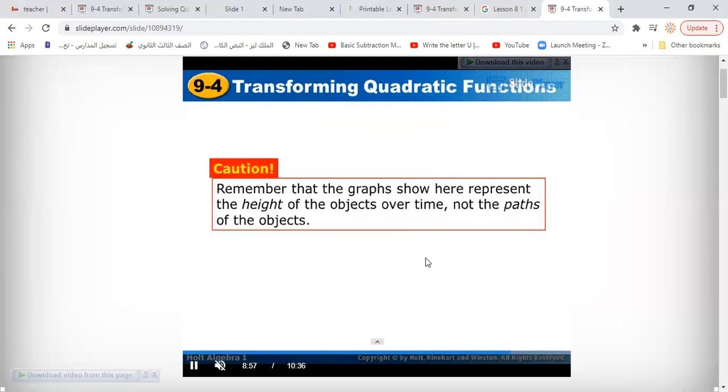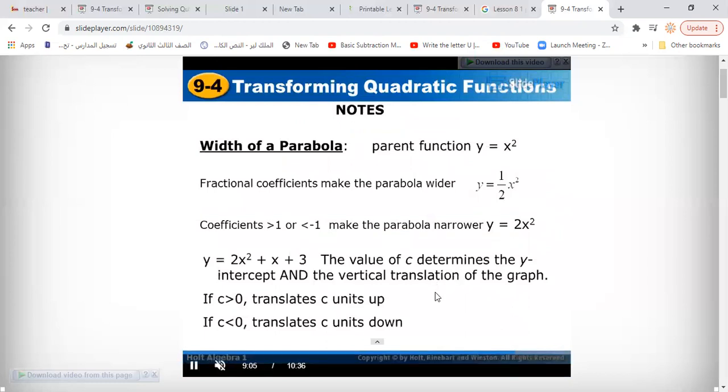Then remember that the graph shown here represents the height of the object over time, not the path of the object. Note the width of the parabola. The parent function is y equals x squared. A fractional coefficient makes the parabola wider. A coefficient more than 1 or less than -1 makes the parabola narrower. And we said we can use the absolute value for each of them. If c is more than 0, translate c units up. If c is less than 0, translate c units down.